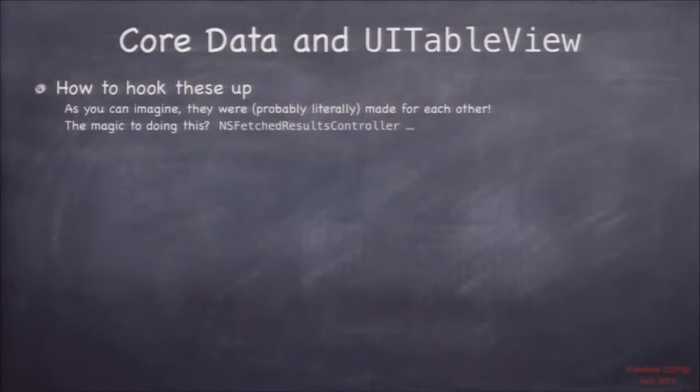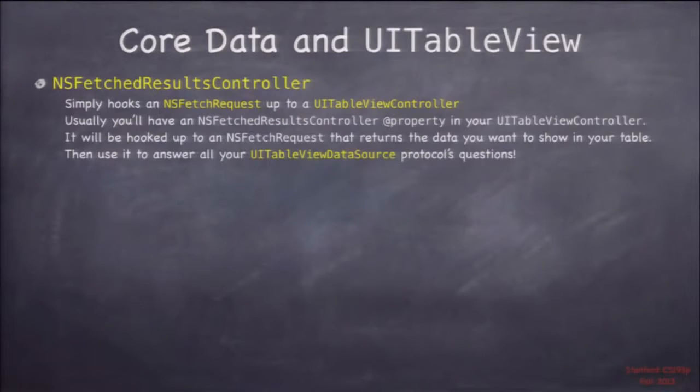Okay, so the next topic I want to talk about is Core Data still, but it's Core Data and table view. How Core Data and table view go together. Because Core Data is a bunch of objects, a big object graph, and table views are really great for traversing through object graphs. Okay. So how do we do this?